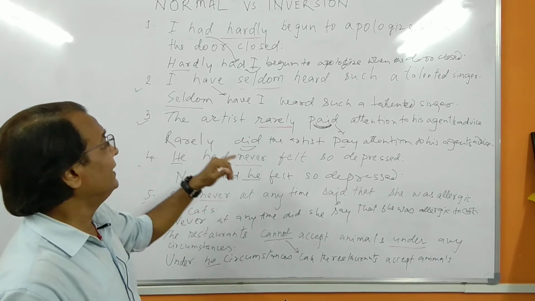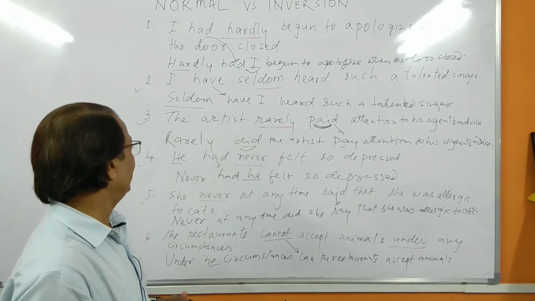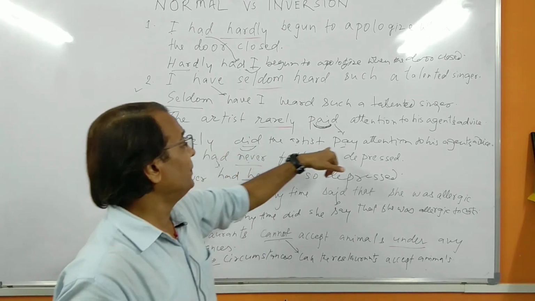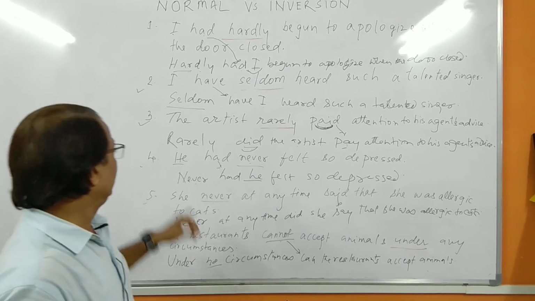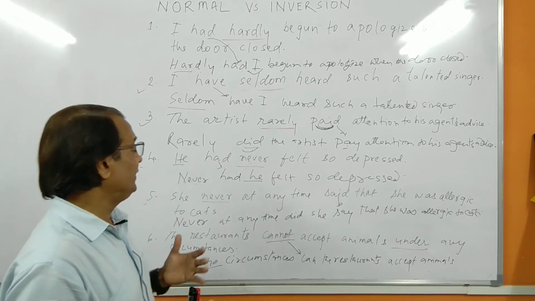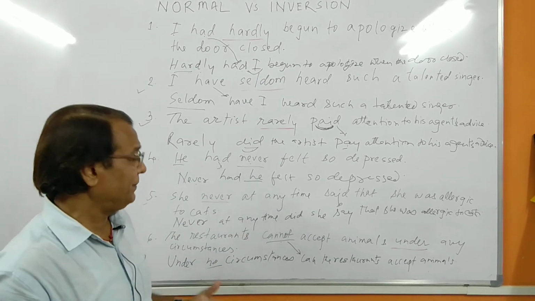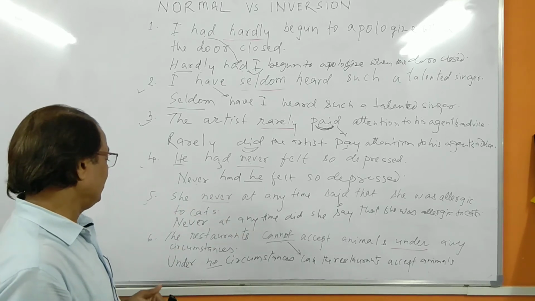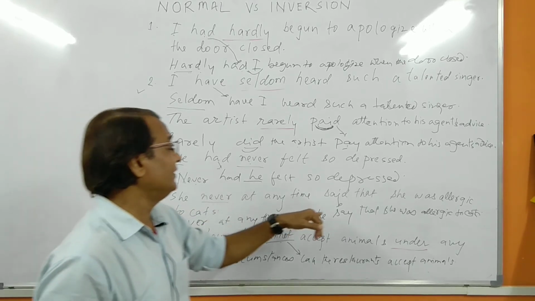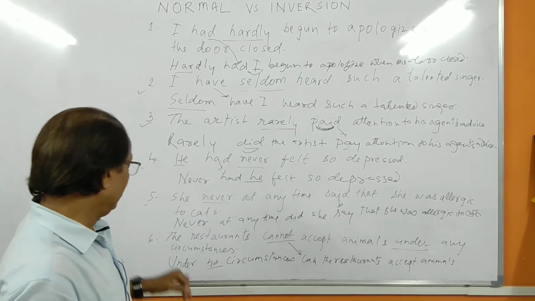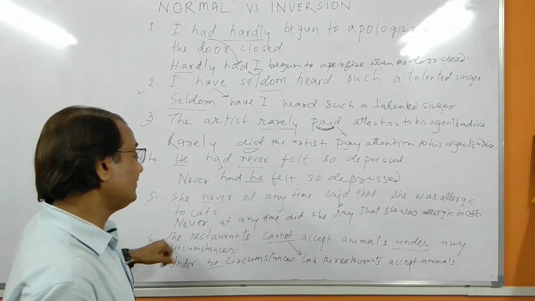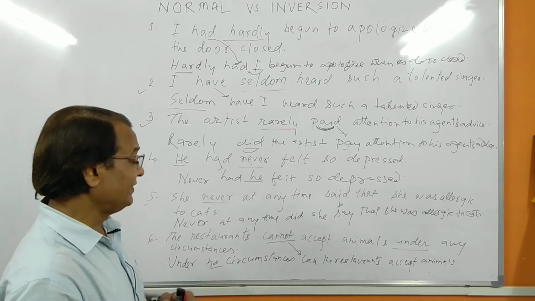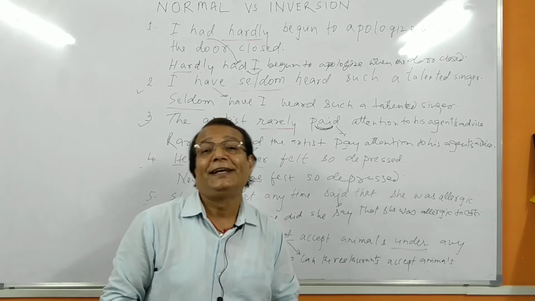The artist rarely paid the attention to his agent's advice. Rarely did the artist pay attention to his agent's advice. Number 4 is he had never felt so depressed. Never had he felt so depressed. She never at any time said that she was allergic to cats. Never at any time did she say that she was allergic to cats. Number 6 and the last one is the restaurants cannot accept animals under any circumstances. Under no circumstances can the restaurants accept animals.